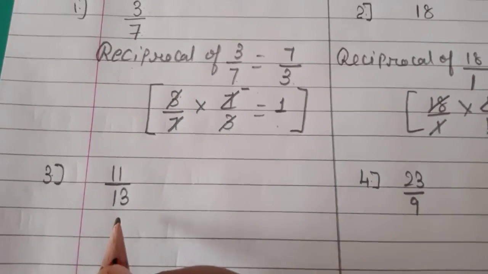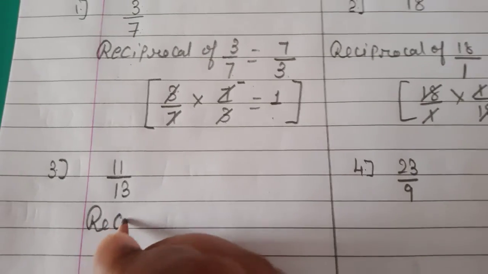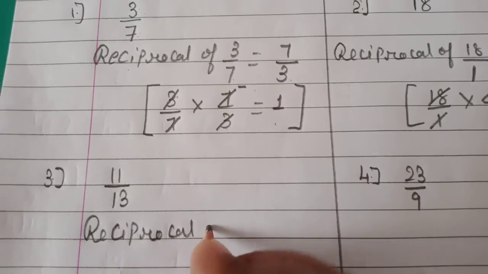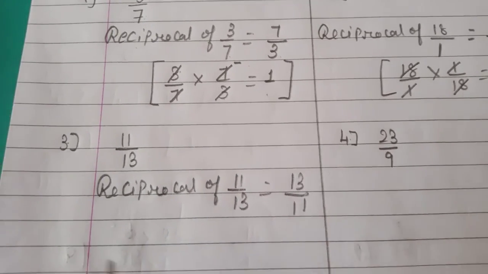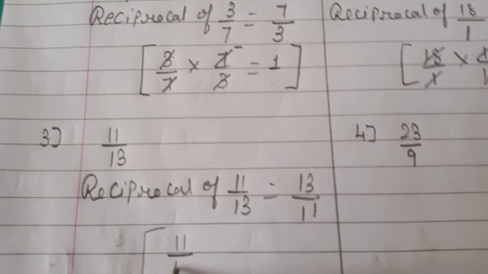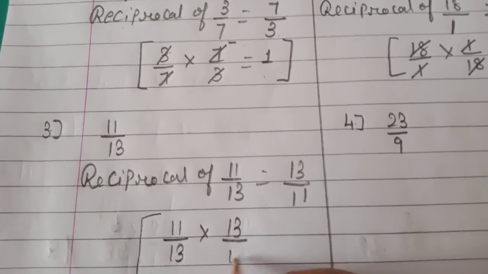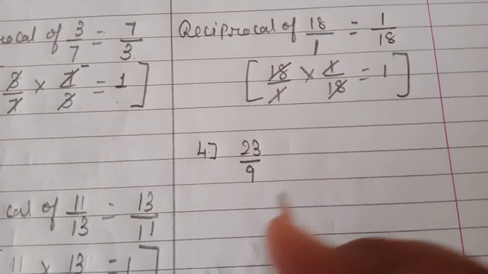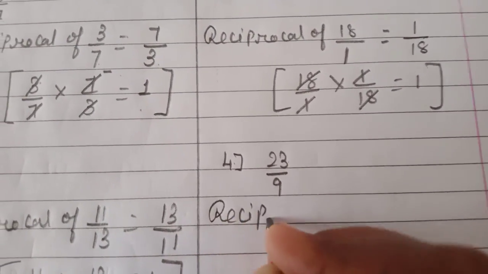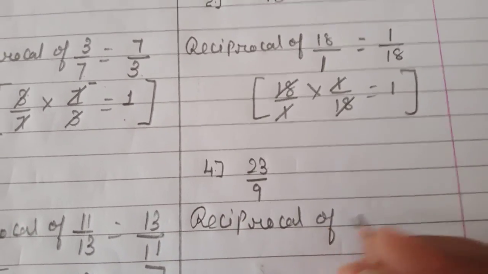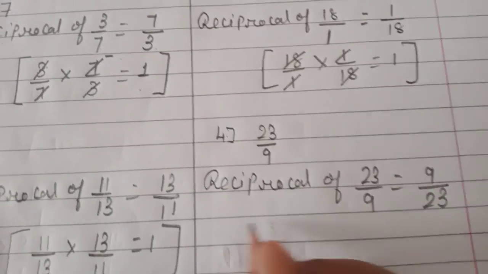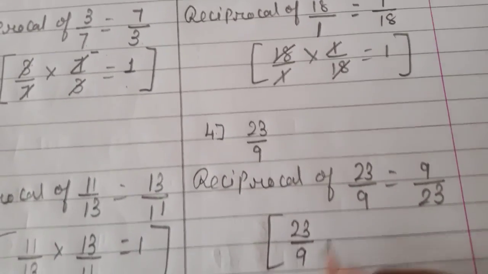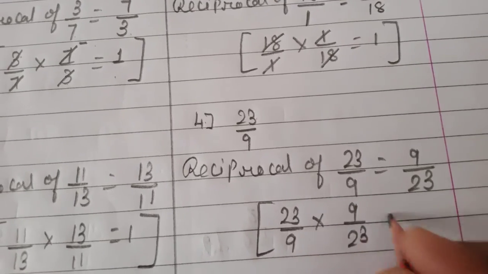Now number 3, 11 upon 13. So reciprocal of 11 upon 13 equal to 13 upon 11. So 11 upon 13 multiply by 13 upon 11, we will get 1. Now number 4, 23 upon 9. Reciprocal of 23 upon 9 equal to 9 upon 23. So 23 upon 9 multiply by 9 upon 23 equal to 1.